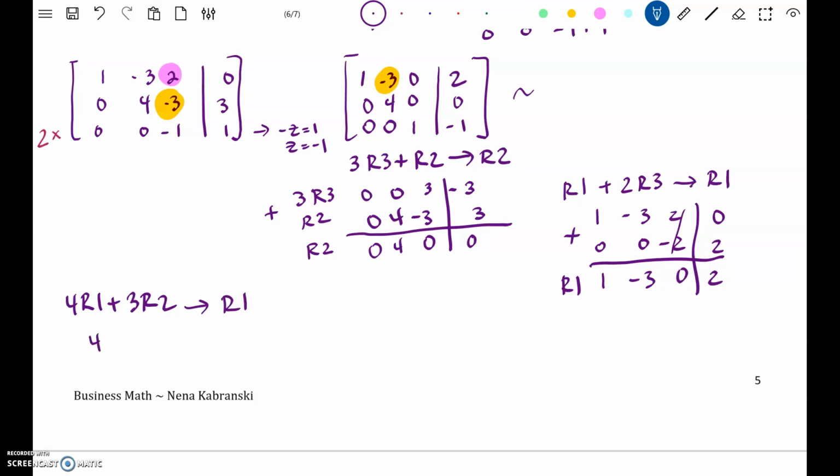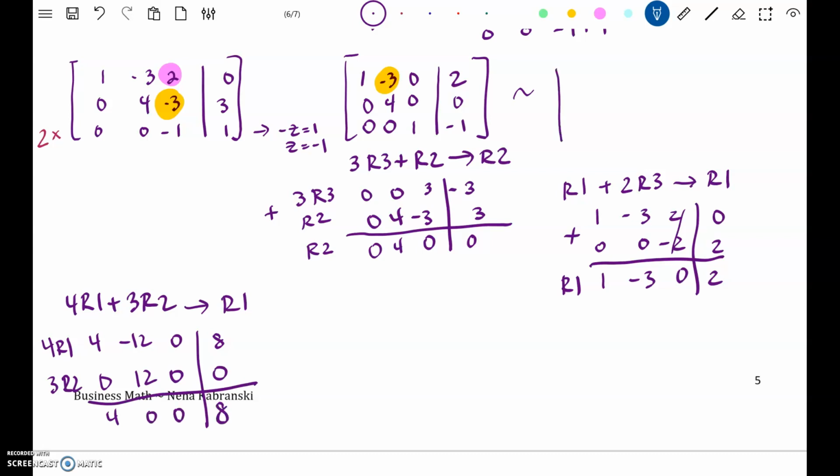4 times row 1 will be 4, negative 12, 0, 8, and 3 times row 2 would be 0, 12, 0, 0, and the sum of those would be 4, 0, 0, 8. So that's what my first row becomes. 4, 0, 0, 8. 0, 4, 0, 0, and 0, 0, 1, negative 1.